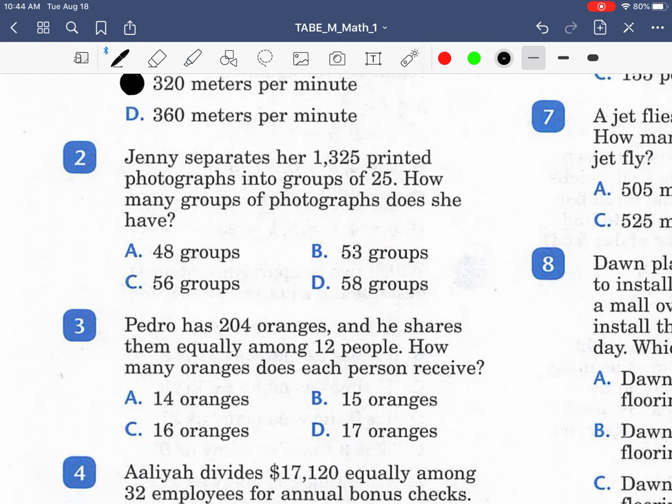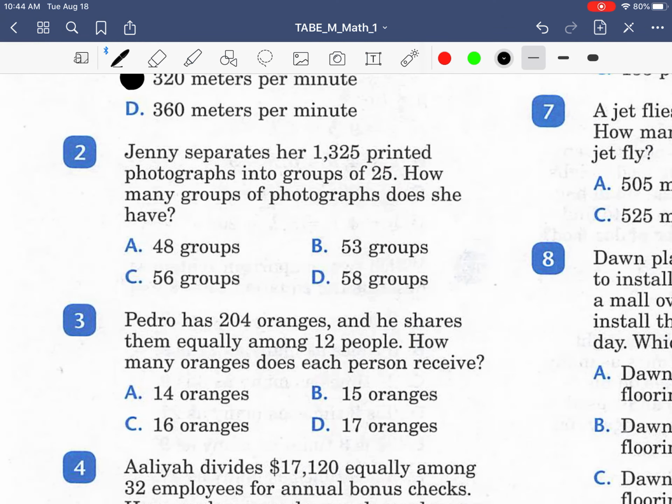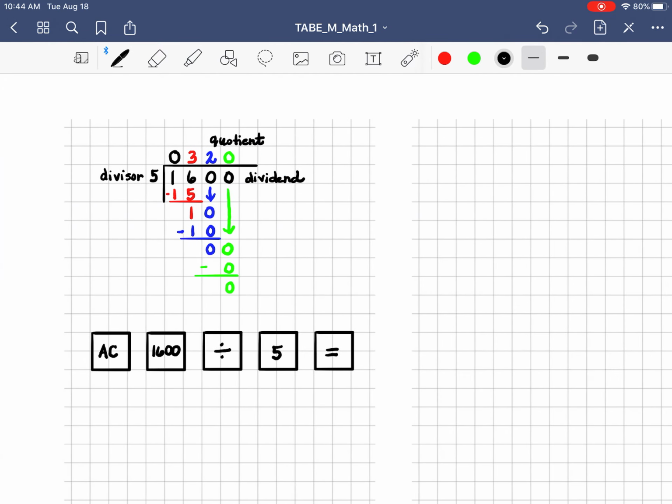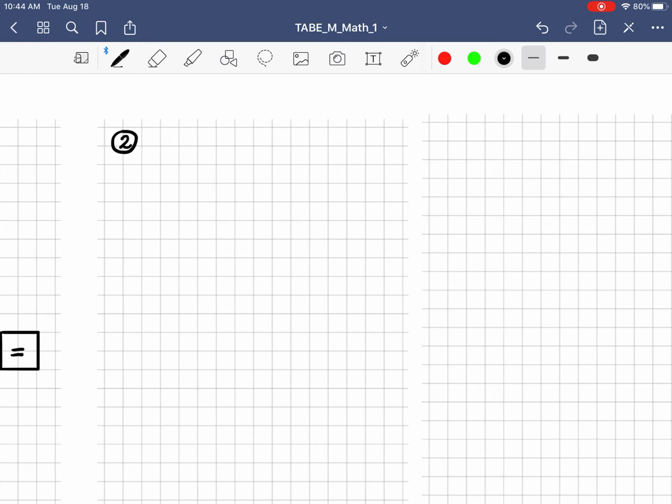Okay, number 2. Jenny separates her 1,325 printed photographs into groups of 25. How many groups of photographs does she have? So I need to divide again, and this was number 1, so let's put number 2 right here.